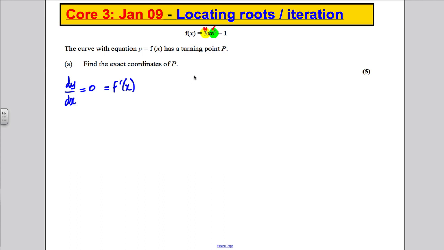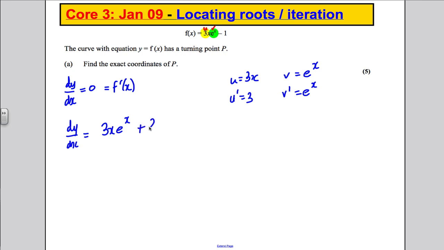So in this case here, dy by dx would be uv dash plus vu dash. So our u is 3x, our v is e to the x, u dash would therefore be 3, and v dash would therefore be e to the x. So dy by dx for this function using the product rule would be uv dash, so 3x e to the x, plus vu dash, plus 3 e to the x. And you could factorize that as 3e to the x, x plus 1. So there is your dy by dx, and you know at a turning point it's equal to 0.